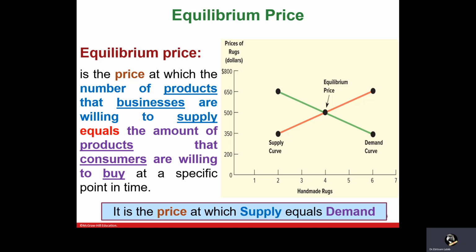If we look at the red curve, the supply curve, starting from the left, it represents that the business is willing to sell 2 rugs for $350, 4 rugs for $500, and 6 rugs for $650. The point where the demand curve intersects with the supply curve is the equilibrium price. So here we can say that the equilibrium price will be $500 for selling or buying 4 rugs.